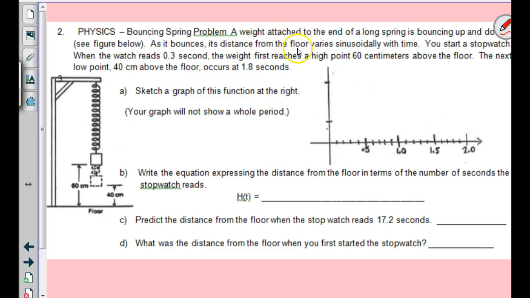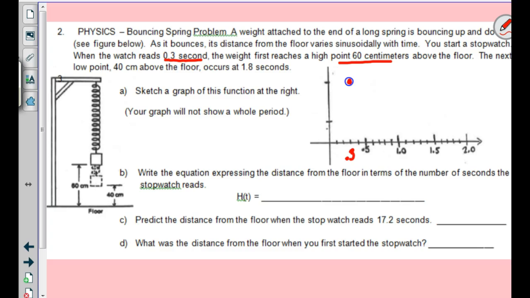A weight attached to the end of a long spring is bouncing up and down. As it bounces, its distance from the floor varies sinusoidally with time. You start a stopwatch and it reads 0.3 seconds the first time the weight reaches a height of 60 centimeters above the floor. The next low point, 40 centimeters above the floor, occurs at 1.8 seconds. Okay. So at 0.3, it was where? 0.3 was 60 centimeters above the floor.